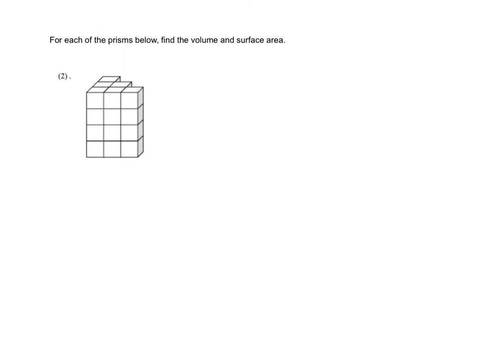Again, we want to find the volume and the surface area. Before we do anything else, we want to identify the bases. Remember, the bases are the congruent parallel faces or sides. In this case, it's going to be the top and bottom. So when I want to find the volume, we have to do the area of the base times the height. So again, the area of the base is just how many squares make up the base. In this case, 1, 2, 3, 4, 5, 6 squares make up the base.